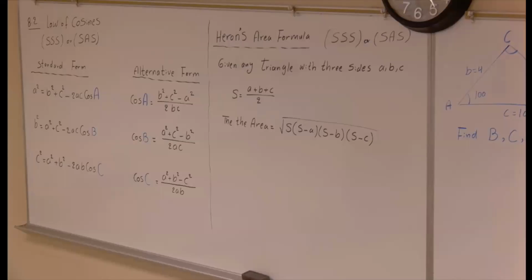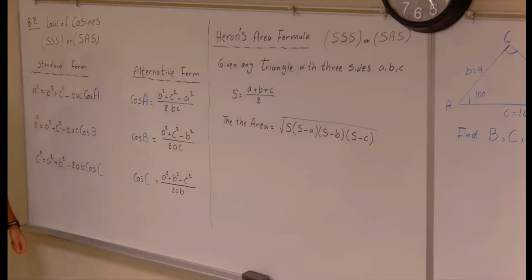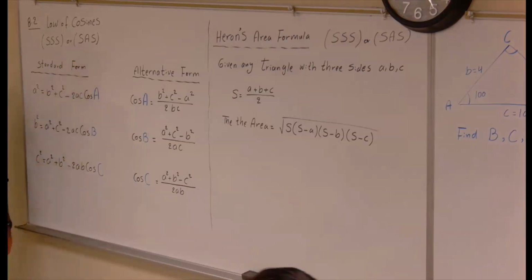Let's start with section 8.2, the law of cosine. And you remember we got 4 pieces. The last 2 cases are if we have 3 sides, or if we have side, then angle, then side. So when you look at the triangle, if you see 3 sides, or if you see a side, angle, then a side.